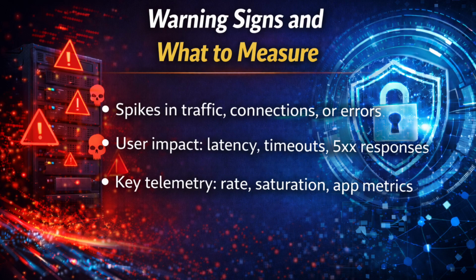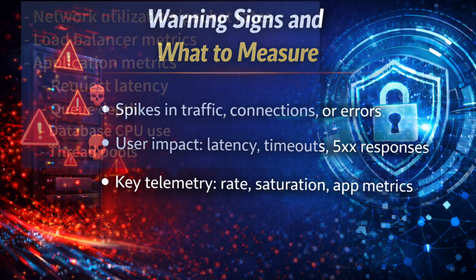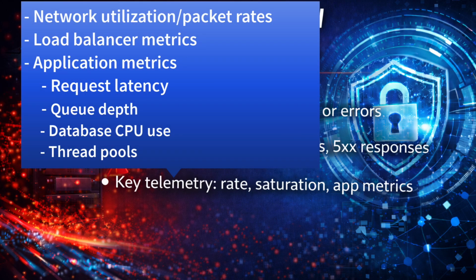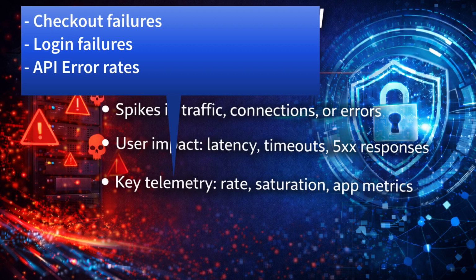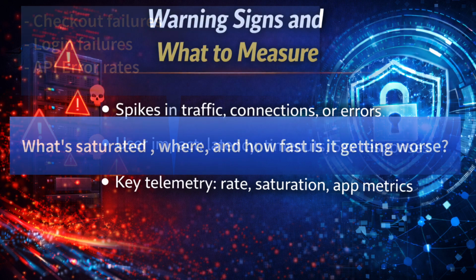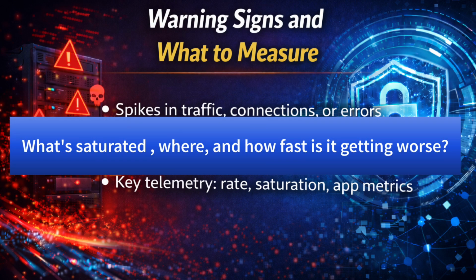The most useful approach is to monitor in layers: network utilization and packet rates, load balancer metrics like connections per second, and application metrics like request latency, queue depth, database CPU, and thread pools. Also track business indicators, checkout failures, login failures, API error rates, because they tell you whether real users are suffering. In response, you want to answer, what's saturated, where, and how fast is it getting worse?